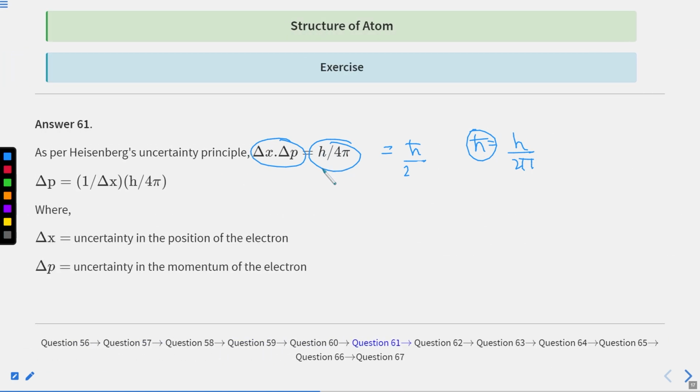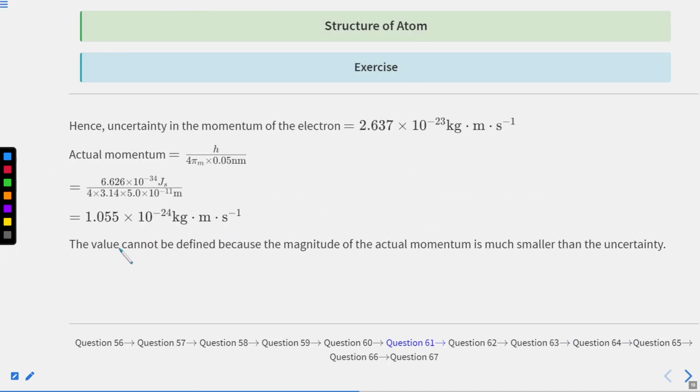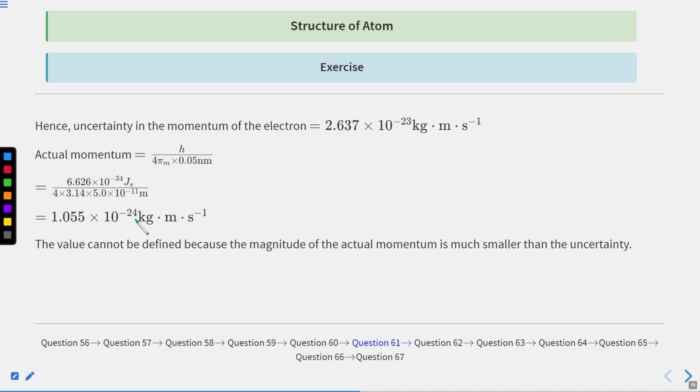So this is 4, this is pi, the value of pi is 3.14. That would give us the value of delta p as this much. This is nothing but your uncertainty in momentum. Now it is given that the uncertainty in momentum is this much. So the actual momentum would be how much? It would be h by this much. That would give us a final value of this much. Clear?